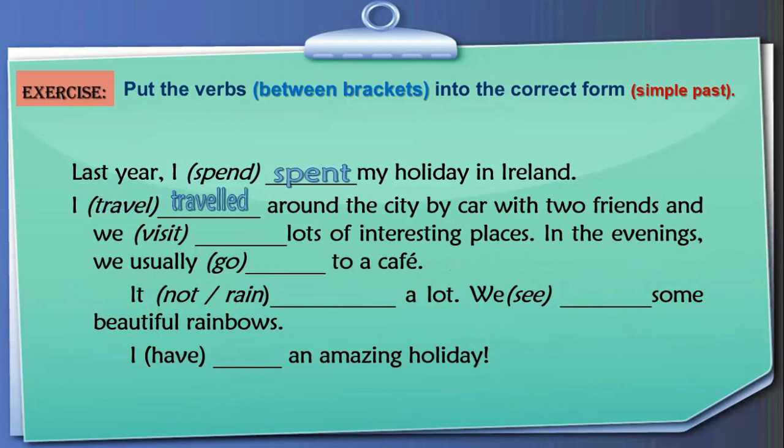I traveled around the city by car with two friends and we visited lots of interesting places. In the evenings we usually went to a cafe. It did not rain. It did not or didn't rain a lot. We saw some beautiful rainbows. I had an amazing holiday.